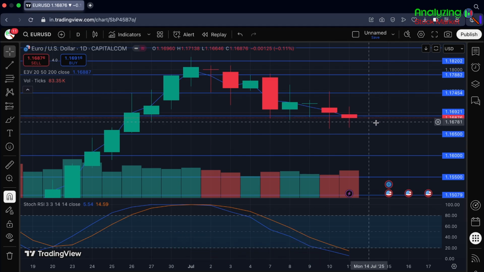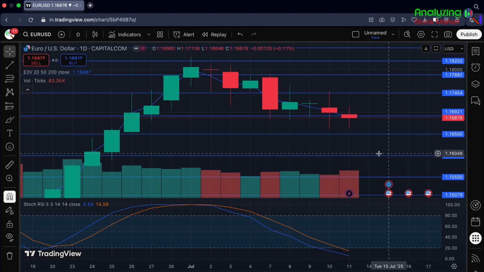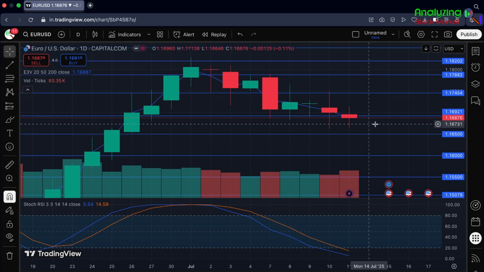Here the direct support is 1.16500 and the direct resistance is 1.16921. After the direct support, there is a support of 1.16000, and after that a support of 1.15500. After the direct resistance, there is a resistance of 1.17454 and then 1.17882. So these are the important support and resistance zones that I have marked. Do consider marking them on your chart also.